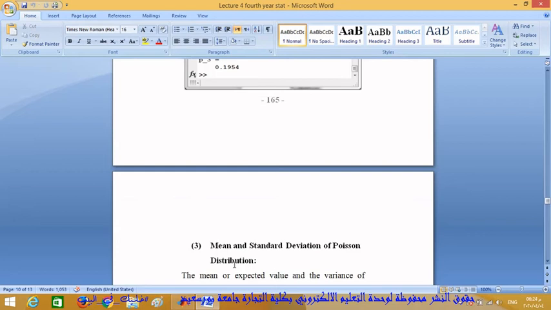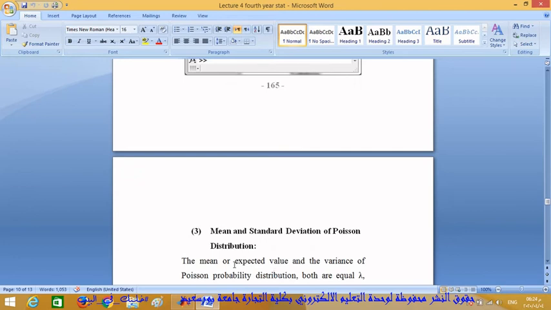The third point here is the mean and the standard deviation, or the variance, of the Poisson distribution. You can get the variance first, then compute the standard deviation, which is the square root of the variance.